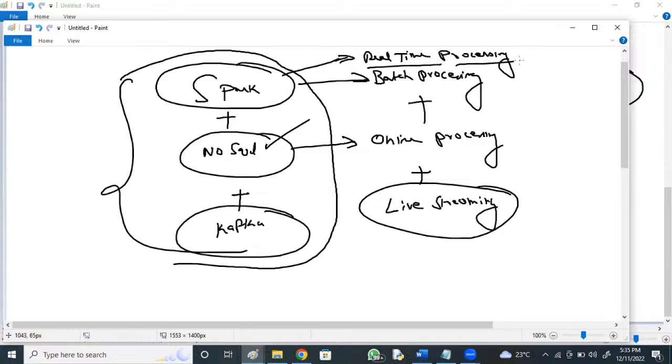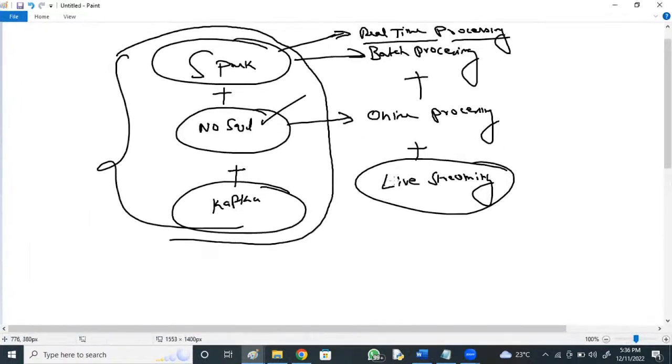But what do we mean by real-time processing? It means immediately whenever a fraud happens, it says that the fraud has happened. Not after 1,000 transactions at the end of the day, and not detecting after 2 days that a fraud happened today. Spark can go for real-time processing.